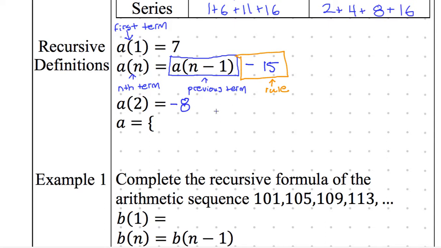All right, so let's write down what that sequence is. We started with our first term, which was 7. Then minus 15, that was our pattern. Then our next term was negative 8. What's our next term after that? Negative 23, and so on and so forth. It goes on and on forever.